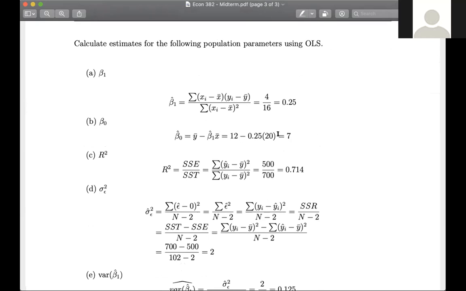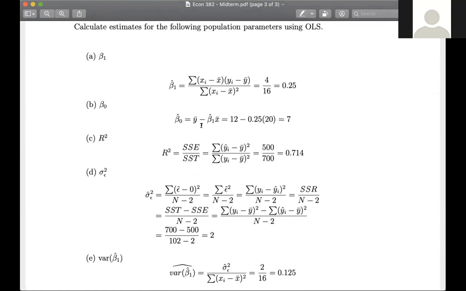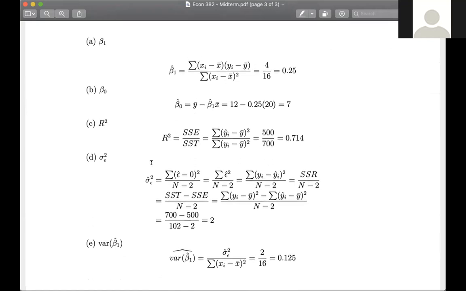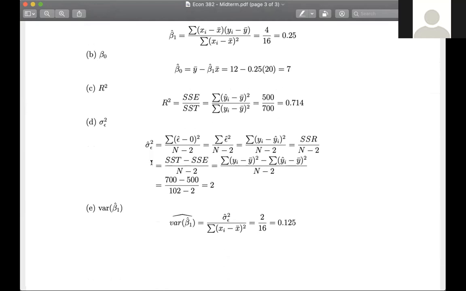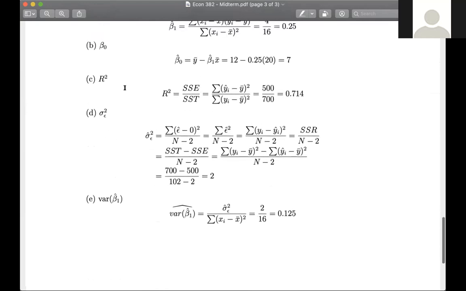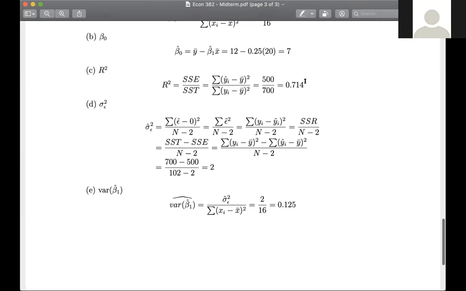And we already know this, right? You guys don't have to go over all of the derivation of the estimator. You can just apply the estimator, it's fine. And R square is also just the percentage of variation of y explained by the model. So it's just the SSE over SST. And that is 0.714.